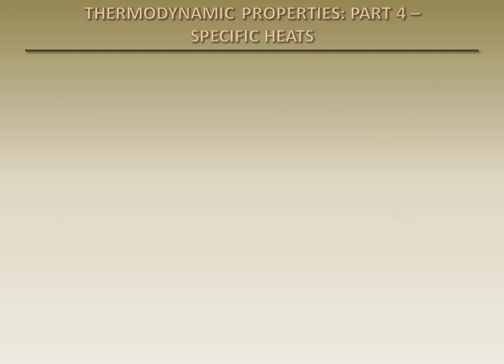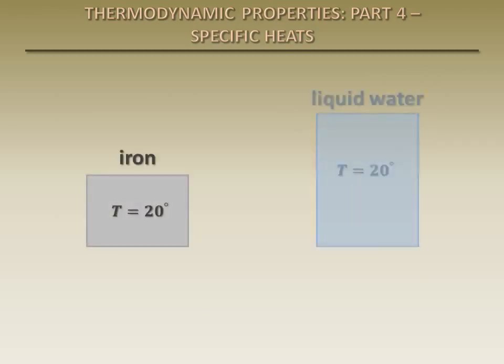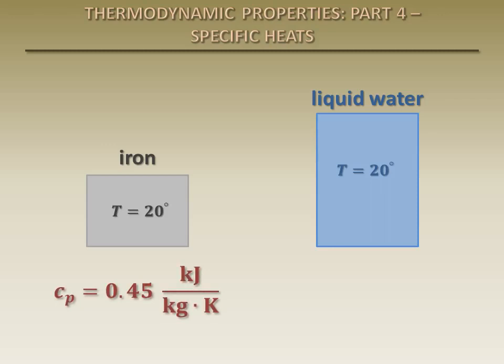Let's go back to our comparison between the energy storage capabilities of iron and liquid water. The specific heat at constant pressure for iron at 20 degrees Celsius is about 0.45 kilojoules per kilogram Kelvin, while that of water at the same temperature is about 4.18 kilojoules per kilogram Kelvin. So at that temperature, liquid water has about 9 times the energy storage capacity of iron.